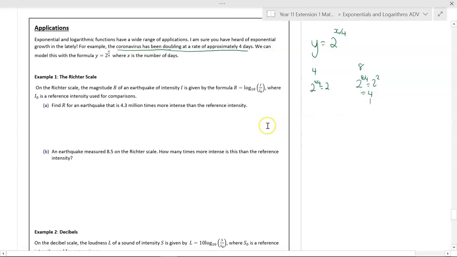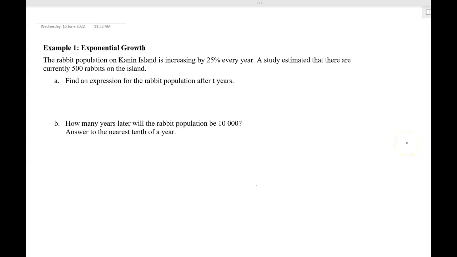Okay, so first of all, let's have a look at a simple example here, just involving population growth. So if we read the question, the rabbit population is increasing by 25% every year. So what it means, it's growing by 25%. So it's 125% of its original amount each time, or 1.25. And this is what we call the growth factor. It's growing by the whole amount plus an extra 0.25, hence the 1.25.